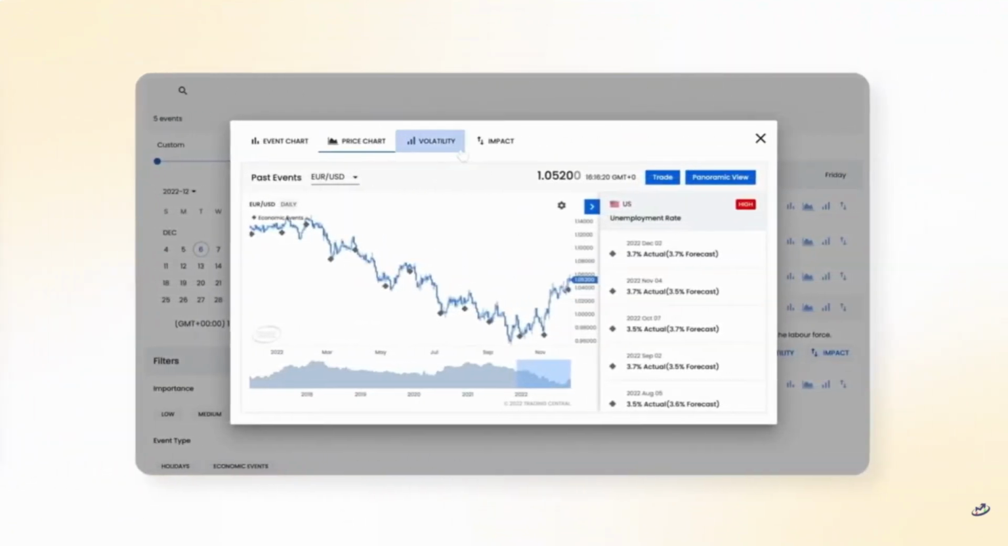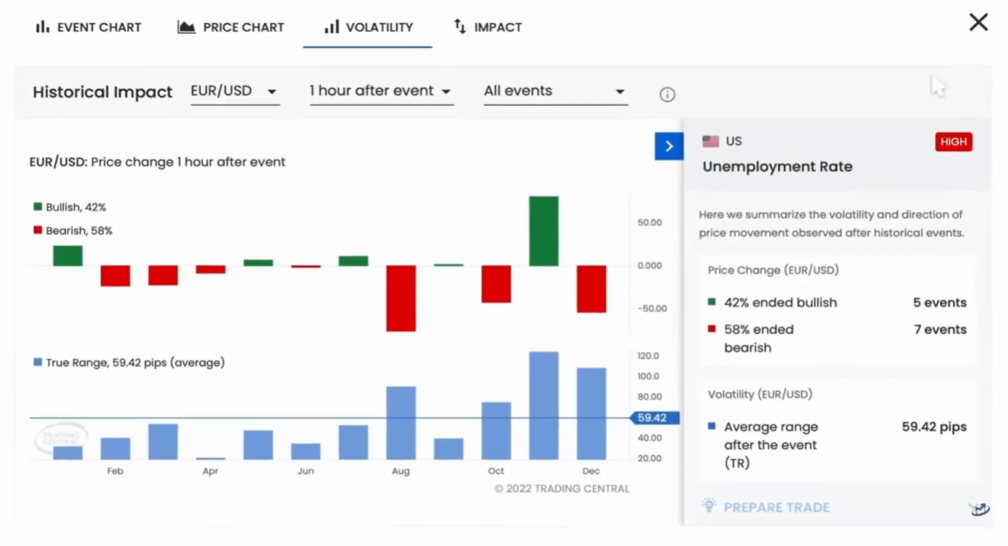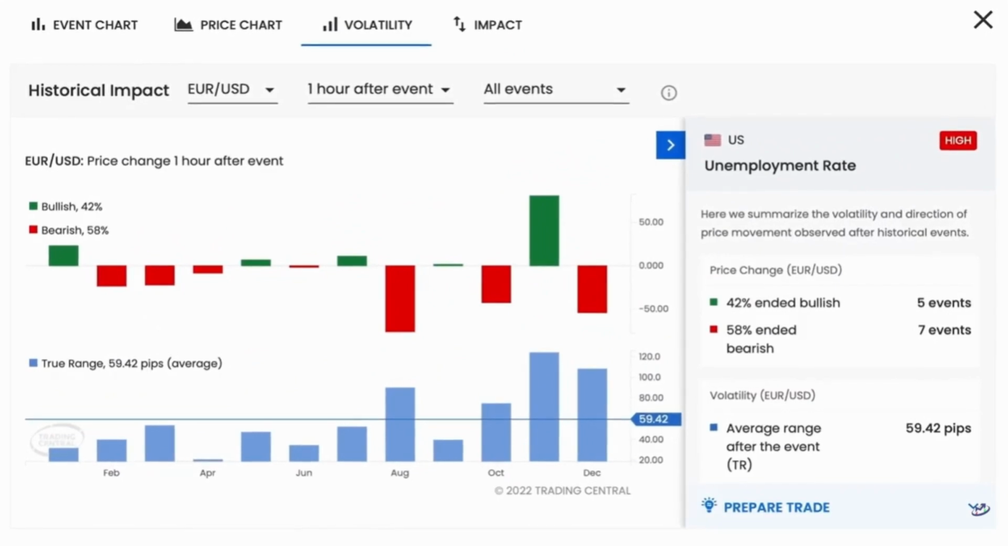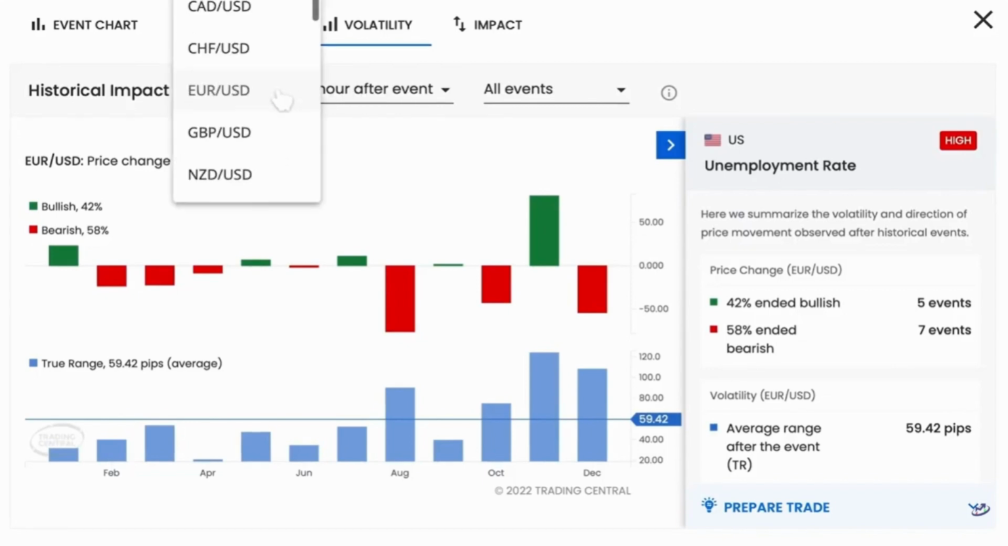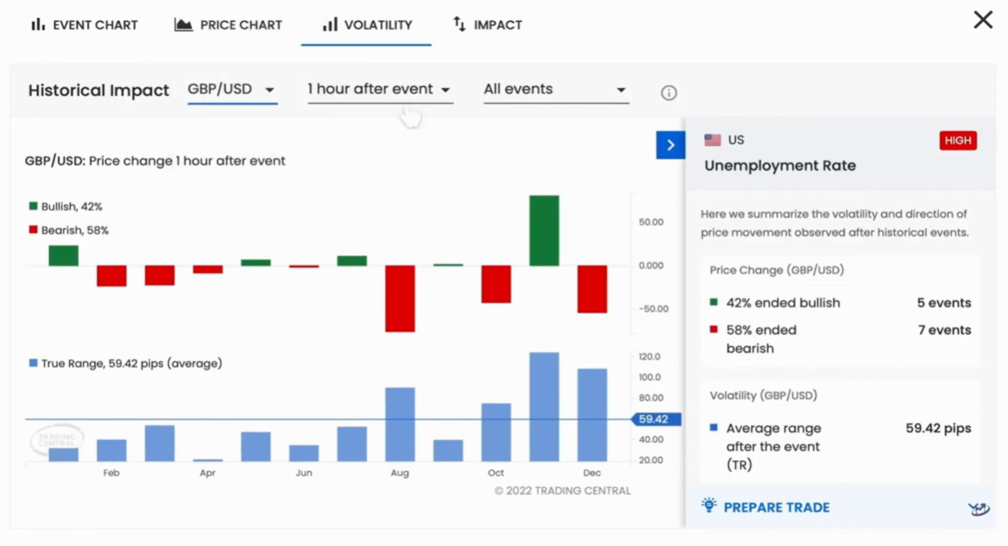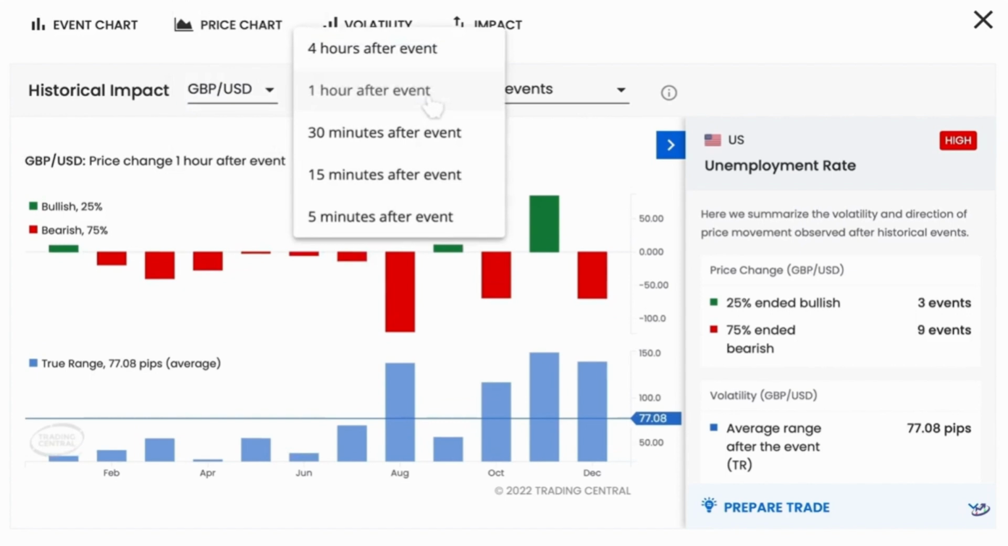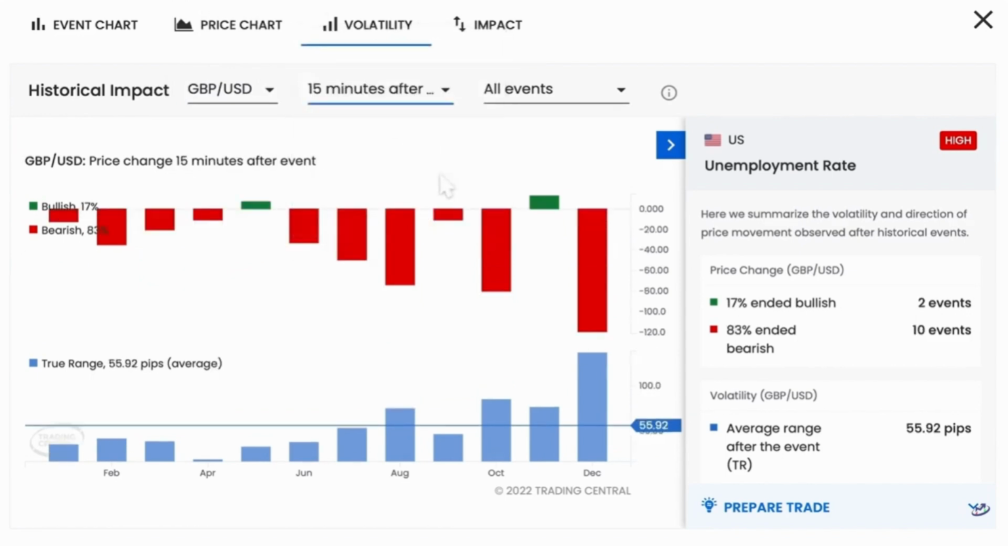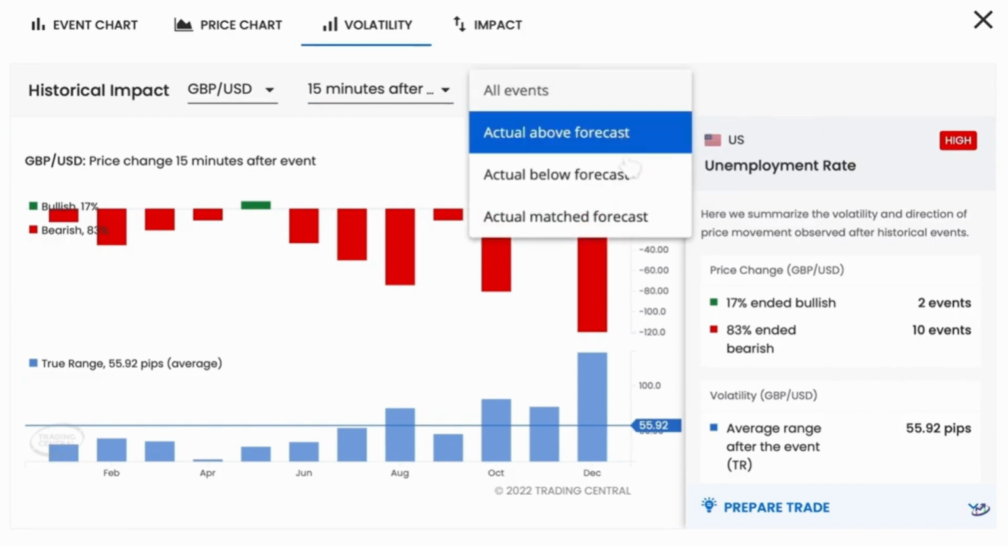Let's select the Volatility tab to view the historical trend of an FX pair for a chosen observation period following the economic event. As a trader, I'm interested in seeing whether the pound and the US dollar was bullish or bearish 15 minutes after the United States unemployment rate was announced. Now I can see which months the price range was bullish or bearish after the rate was announced, with a summary along the right. I also have the option to filter for events where the actual was above, below, or match the forecast.